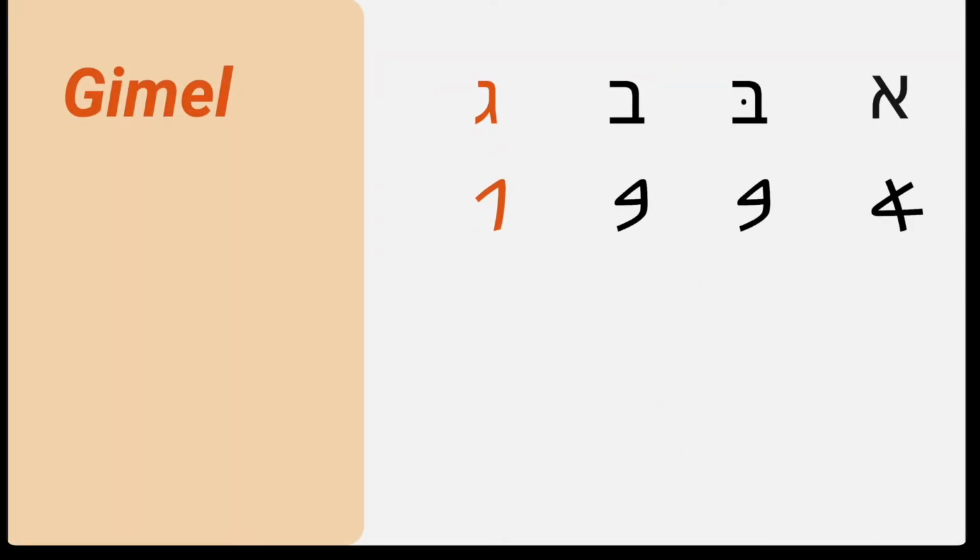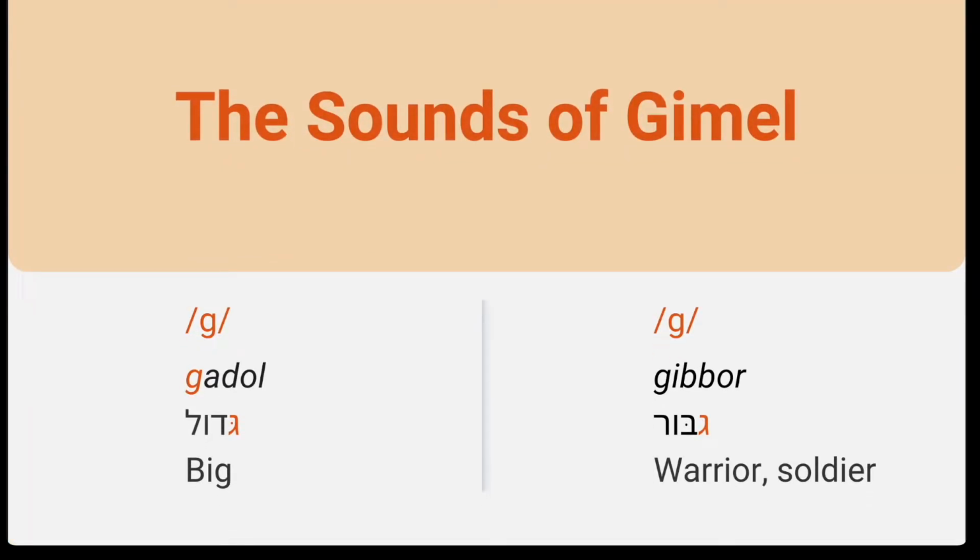So Aleph Beit, then we have Gimel. And Gimel makes a g sound, as we see in the word gadol, for big, gadol, or gibor, for warrior or soldier.